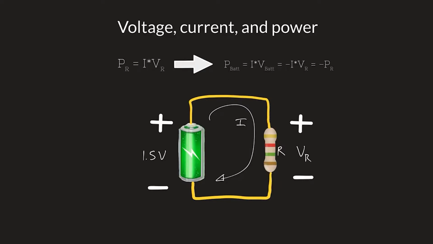Now, power. If you have a dissipative element like a resistor, then it's convention to say that power is positive. It's being dissipated into the resistor. Then there must be power coming from somewhere to be dissipating, so that power is coming from the battery. That's a negative power.